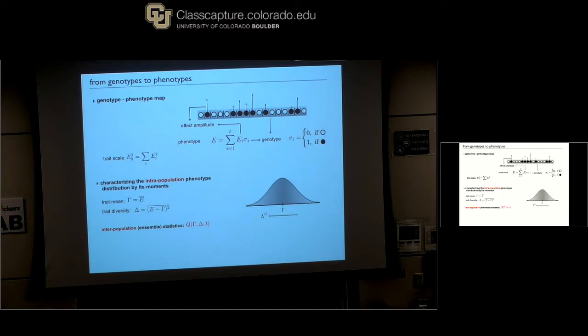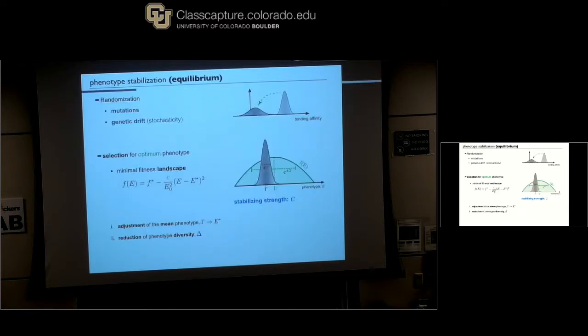Good. All right. So basically that's what we're going to do. We will try to use this formalism that we had for high-dimensional genotypes and then project it rigorously to the phenotype distributions and characterize the evolution of the moments of these phenotypes.